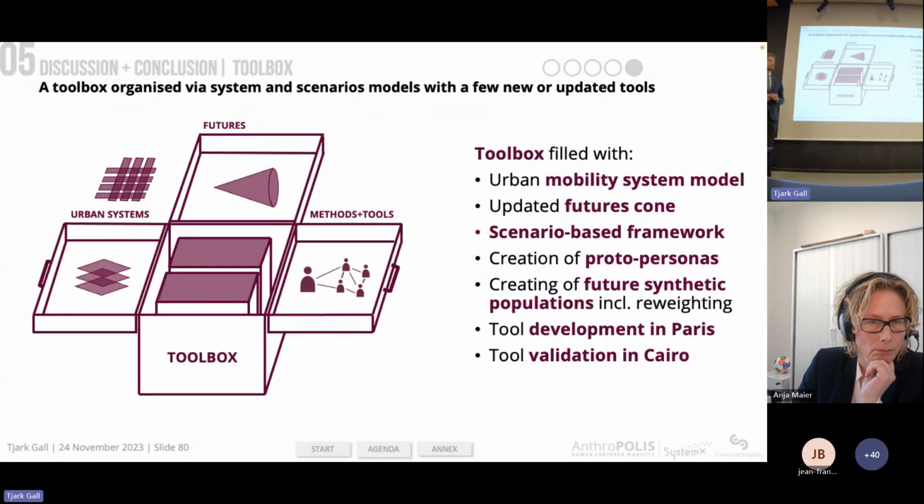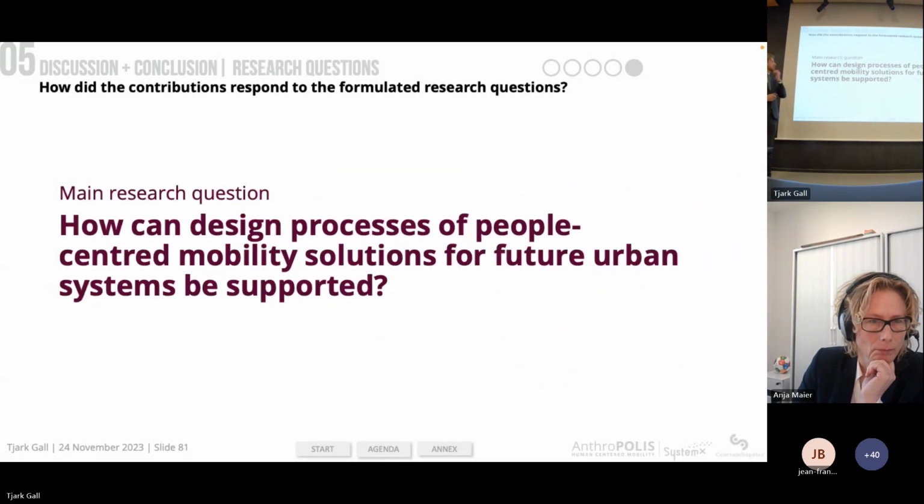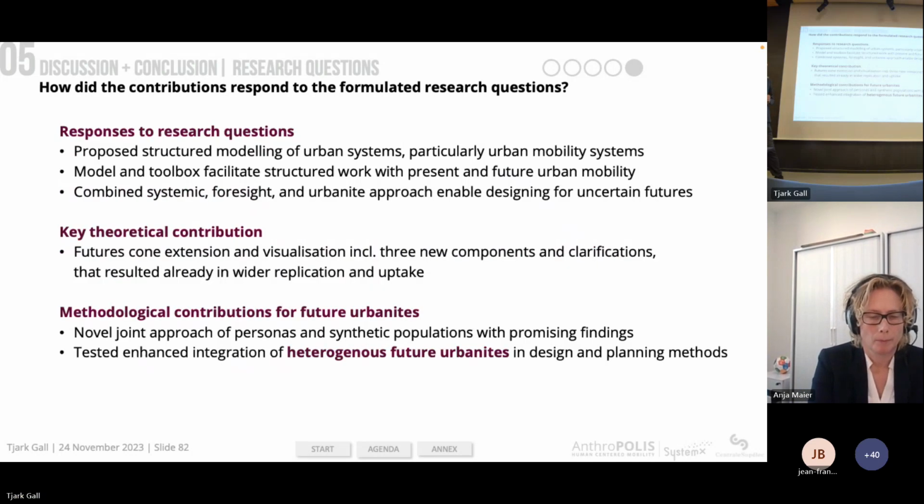That's more or less the summary of the different elements. And then to come back to the research question, how we can support design processes of people-centered mobility solutions. What we try to do is start with a systematic or structured approach to model the different components.